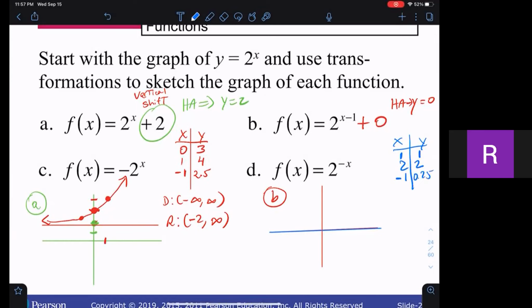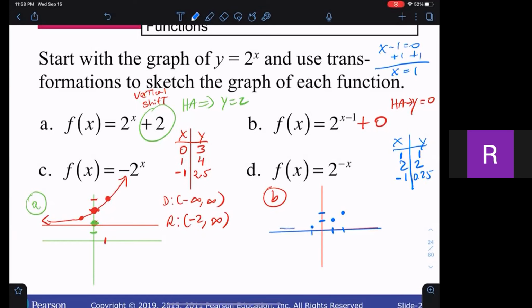So now you can graph this thing. So 1, 1. Remember, it's a shift to the right, this thing, right? Because x minus 1 equals 0. You add 1, is a shift to the right, right? So it went to the right 1 unit. And now you have 2, 2. And then you have negative 1, 0.25. So about here somewhere.